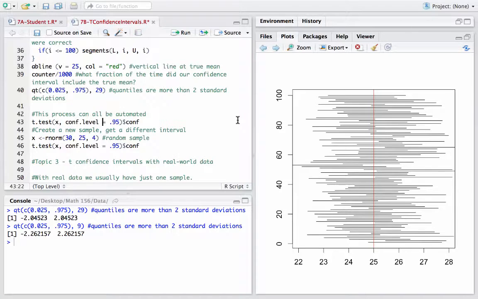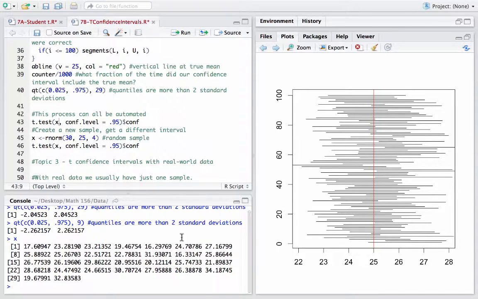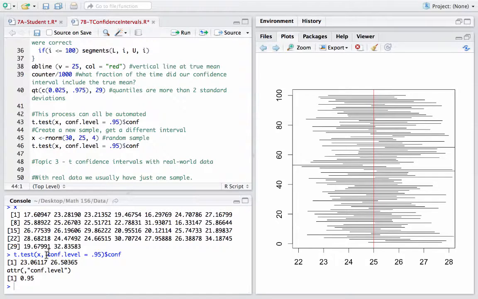And Paul shows us that with our t.test function, we can automate this. So x, you'll recall, is just a sample from a normal distribution. We're telling R that we want a confidence level of 95%, and we're asking it specifically for the confidence level attribute. So let's run this code, and it tells you at a confidence level of 95%, with one sample, here's what you can say about the mean, and sure enough, we notice that this captures the mean that we know in this case to be 25.